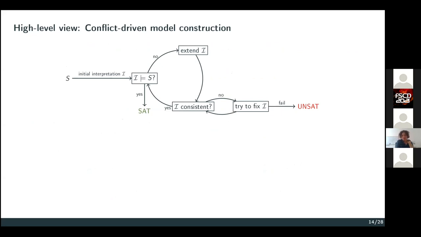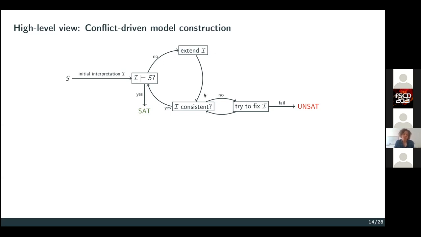But the general idea of SGGS is to do something like DPLL or CDCL for first order. So we do a model construction in a conflict-driven way. This picture gives a very general outline. We have a set of input clauses S, and we start with some initial interpretation I, which will be a Herbrand interpretation. Then we check whether the interpretation satisfies the clause set. If this is the case, we are already done. We can conclude satisfiability. Otherwise, we extend our interpretation to make up for the problem that we found.